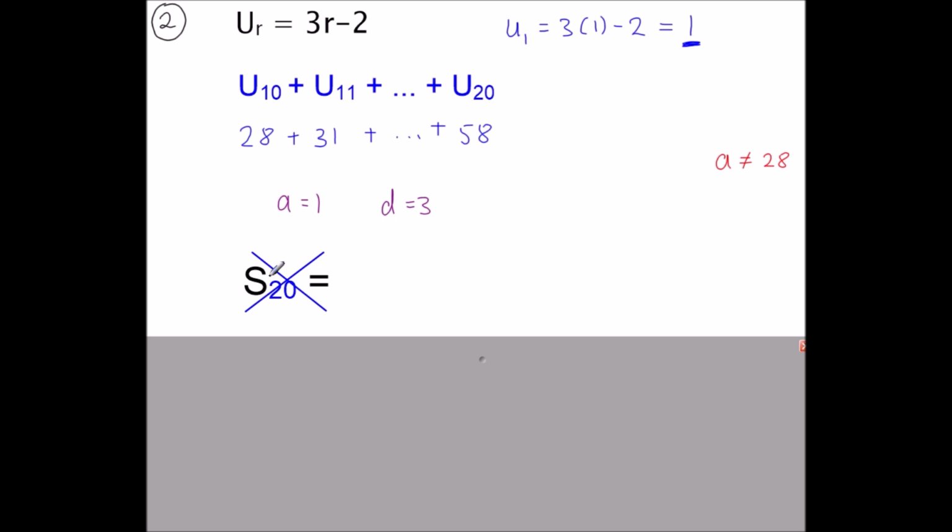So it's not this. S20 means we want to work out the sum of all the terms starting from the first term up to and including the 20th term. So that would be u1 plus u2 plus all the way up to u20. And we don't have that here. We've got 10, 11, 12, all the way up to the 20th term. Not this. So this is wrong to say we're working out S20, the sum of the first 20 terms.